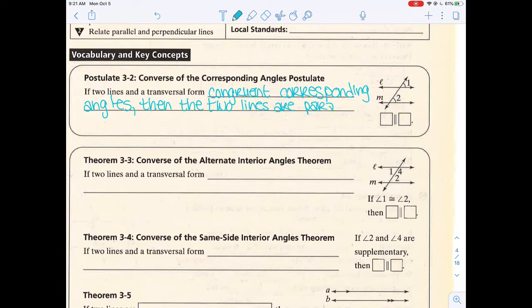So before we said, hey, if we know those two lines are parallel, then the transversal forms congruent corresponding angles. Now we're saying, hey, if we know those two angles are congruent, then we know that the lines are parallel. So in this case, on the side over here, line L would be parallel to line M.